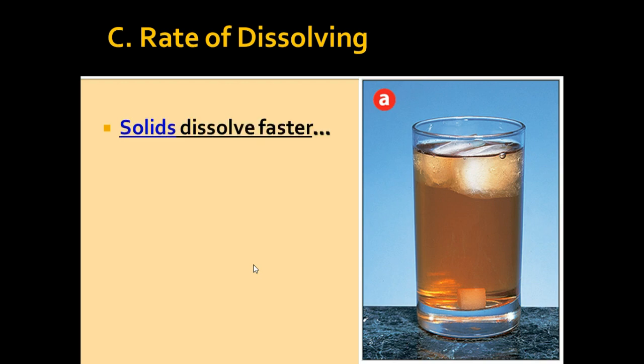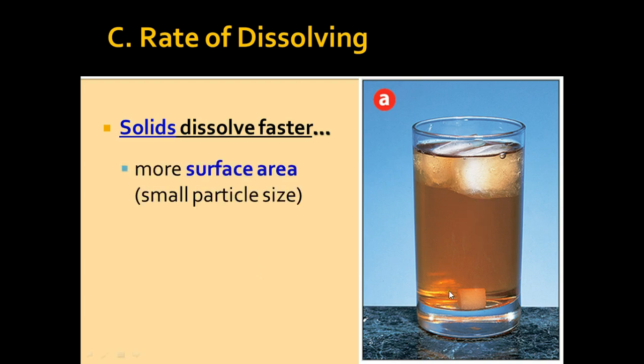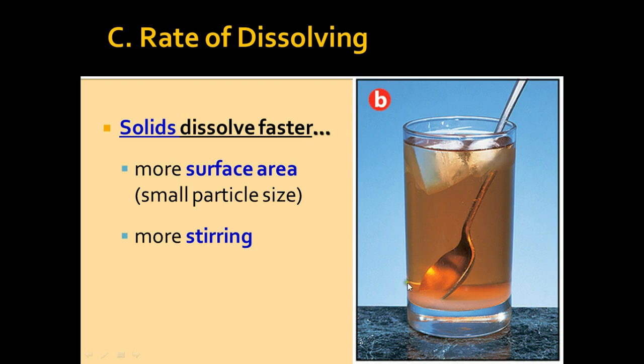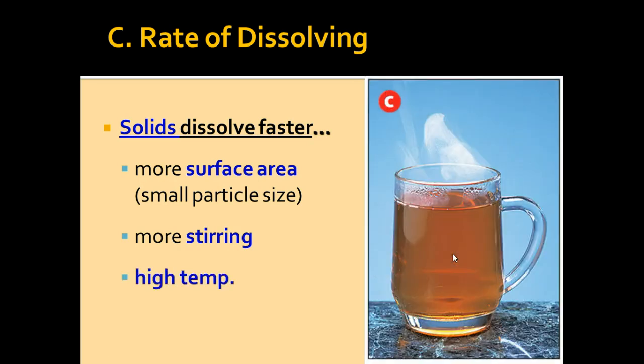And so remember, rates of dissolving: if something's warmer water and we're dissolving solids, it dissolves faster. Remember, if we have more surface area, or if we crush it up into smaller particles like this, we have more surface area, so there's more collisions and it dissolves faster. Then if we have more stirring or agitation, because we're moving around the solute, it hits the water or solvent more often and dissolves faster. And then higher temperature also causes dissolving of solids faster.